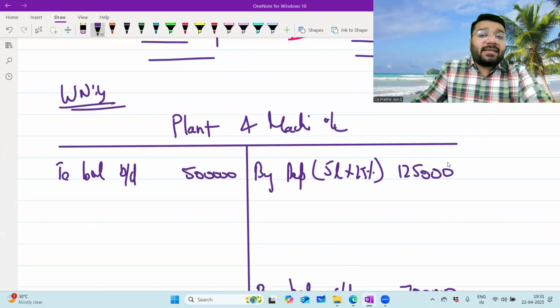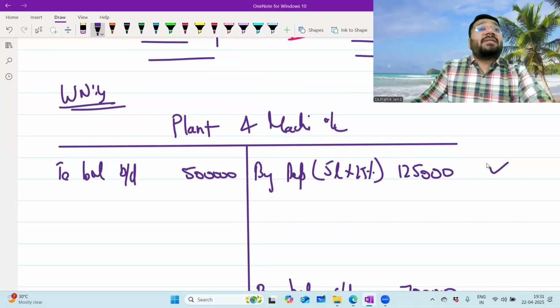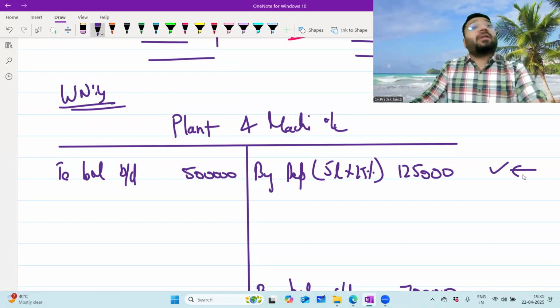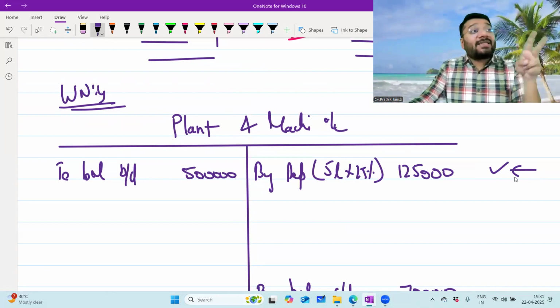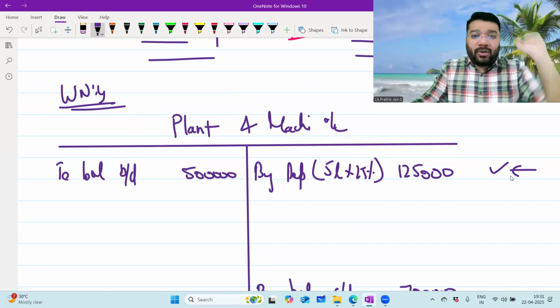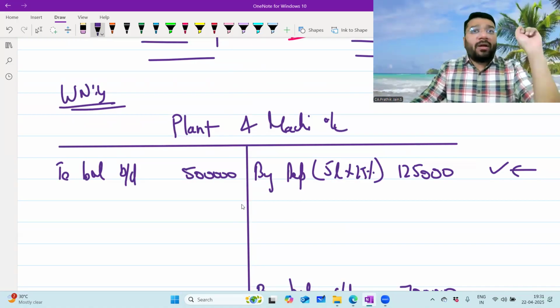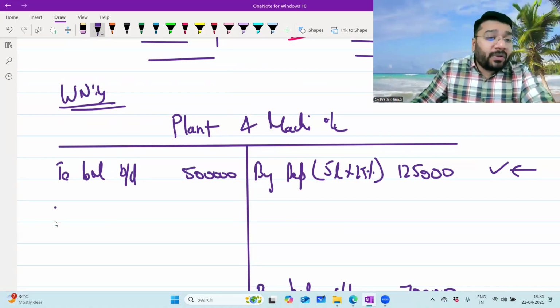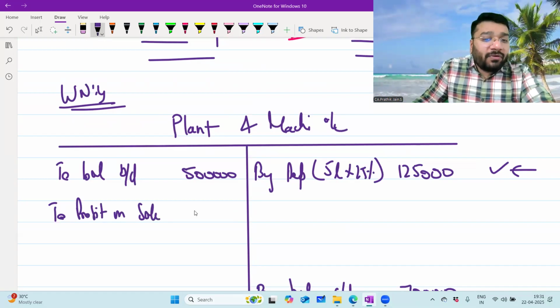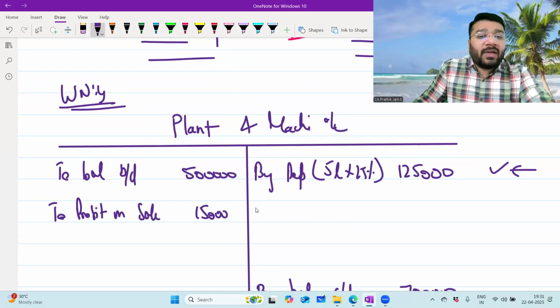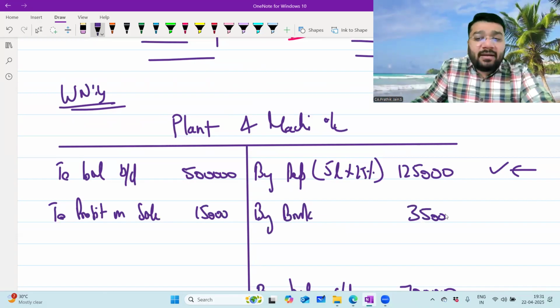So in this depreciation itself, entry 1 is covered. This depreciation is the depreciation on the asset sold as well as the depreciation on the asset still being used in the business, both put together. So entry 1 is over. Next is entry 2, which is for profit. So to profit on sale, how much? 15,000. And money received is by bank, how much? 35,000. Entry 3.